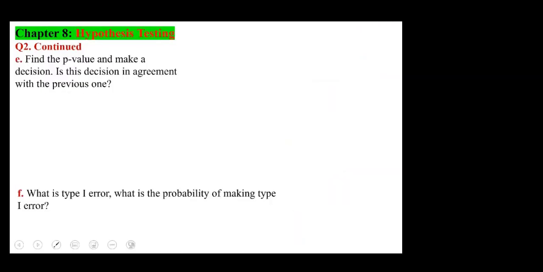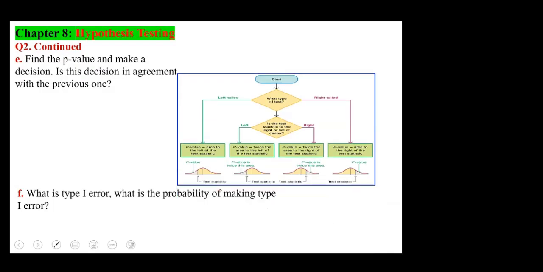As far as the p-value is concerned, let's discuss the concept. When we look at the p-value, it depends whether it's a one-tailed test or a two-tailed test. If it is a left-tailed test, it's the area to the left of the test statistic. If it's a right-tailed test, it's the area to the right of the test statistic. If it's a two-tailed test, the test statistic calculated is either negative, that means the area to the left of it times 2, or it is positive, that means the area to the right of it times 2.